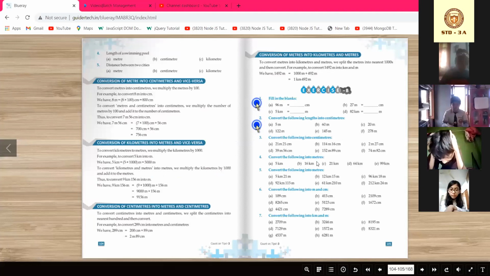Convert the following into meter. So you can see here every number, A, B, C, D, E, everything is given in kilometer, and you have to convert this into meter. So to convert kilometer into meter, you need to multiply with 1000, right? So let's take one example. Question number 4E, 99 km.